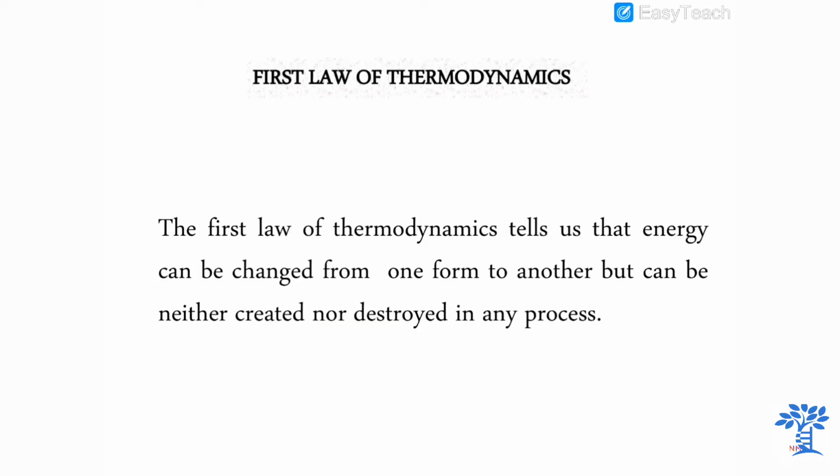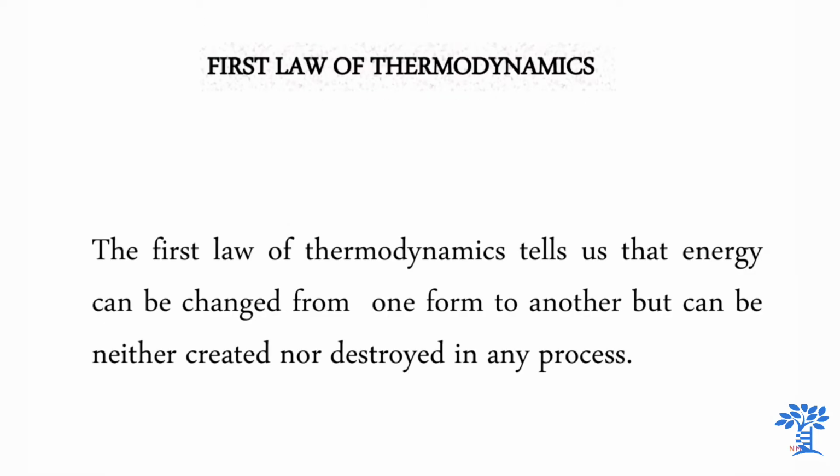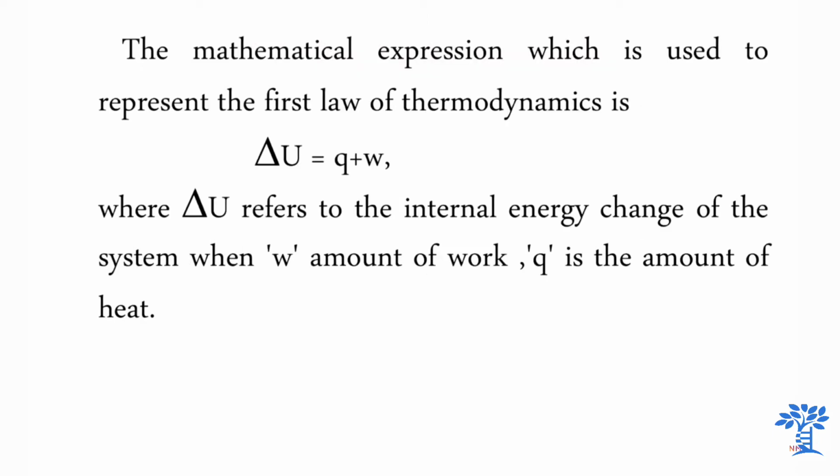We already know about the first law of thermodynamics and its mathematical expression. The first law tells us that energy can be changed from one form to another, but can be neither created nor destroyed in any process. The mathematical expression used to represent the first law is delta U is equal to Q plus W, where delta U refers to the internal energy change, W is the amount of work, and Q is the amount of heat.